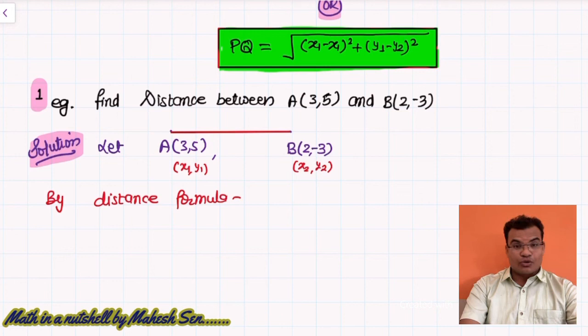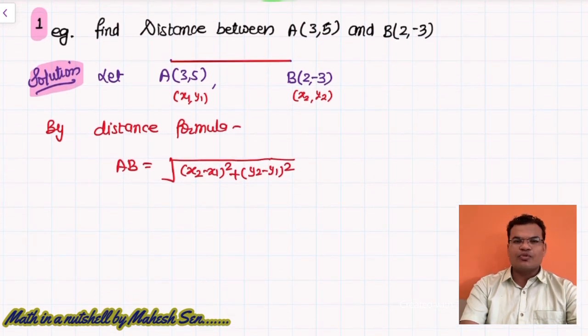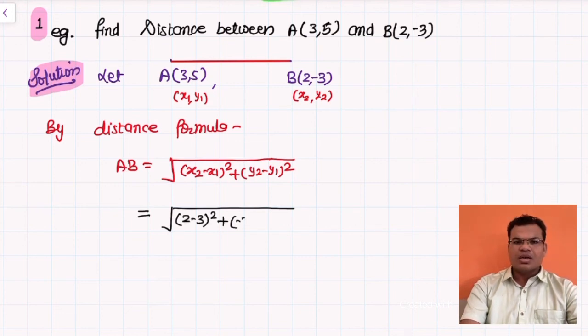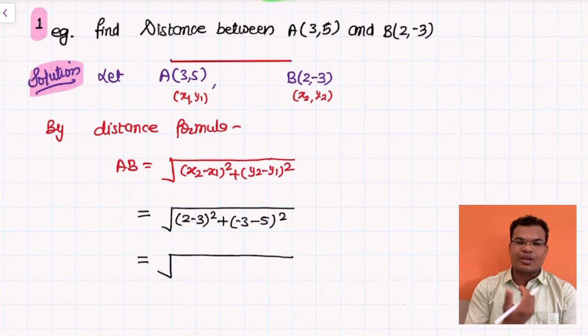So first of all you have to write the distance formula, don't put in the direct values, guys. Write down AB equals under root (x2 minus x1) whole square plus (y2 minus y1) whole square. Now your job is to put the values of x1, y1, x2, y2 in the given formula. Under root, x2 is 2 minus x1 is 3, so you put 2 minus 3 whole square, plus minus 3 minus 5 whole square. You can write 5 minus 3 also, that will become 5 plus 3, but it's fine.